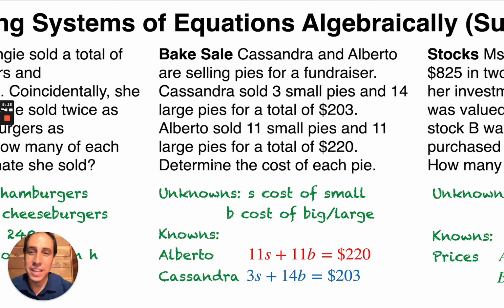Spelling a U and a K for unknowns and knowns. So the things that we know, the things that we don't know are often easier to figure out. Like it says, determine the cost of each pie. That's what we have to find. We have to find the cost of each pie. Here's the cost of the small, and here's the cost of the big or the large.